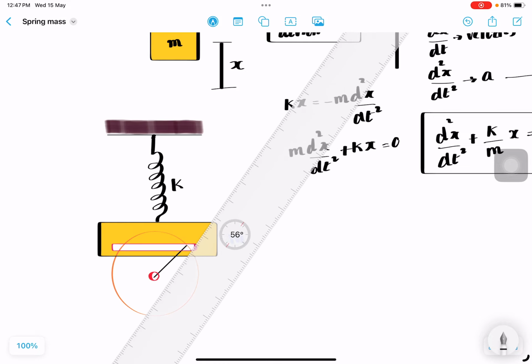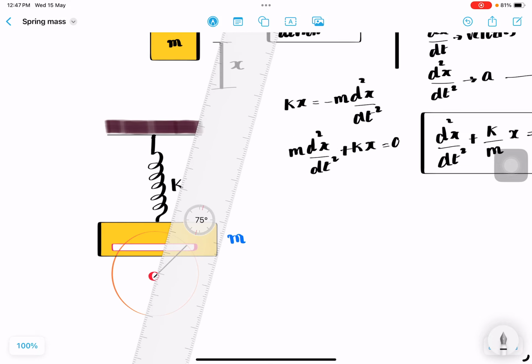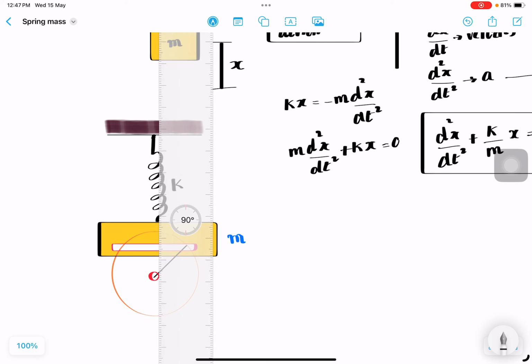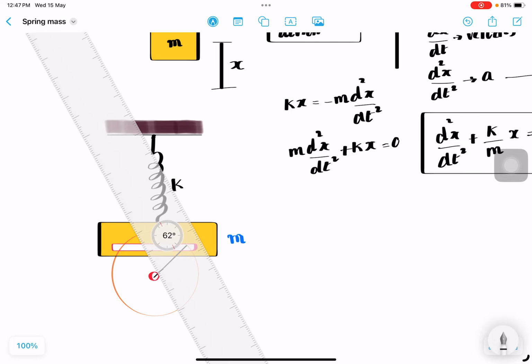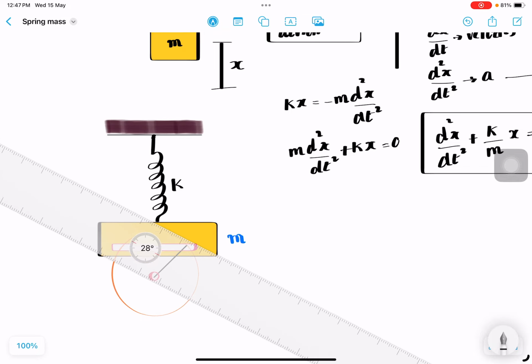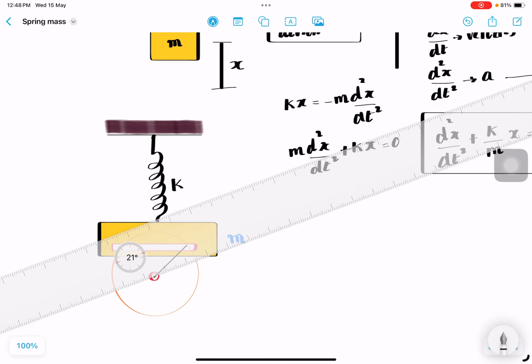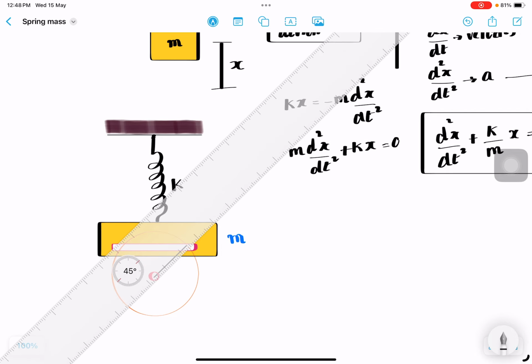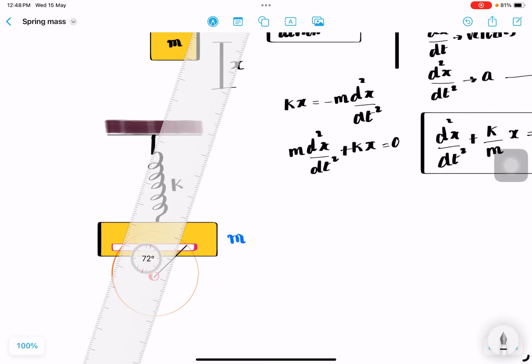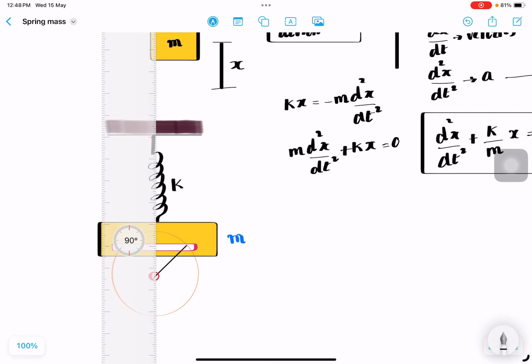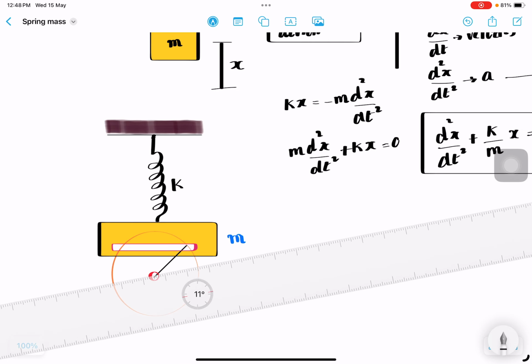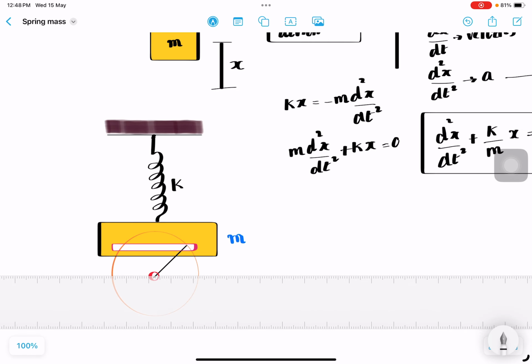Then it continues to move up, and it reaches its maximum position here. So that's the maximum position. Then it comes back to the equilibrium position. And it also stretches the spring on the other side and reaches a maximum position in the other direction. Okay, so that you could see how the mechanism actually works.